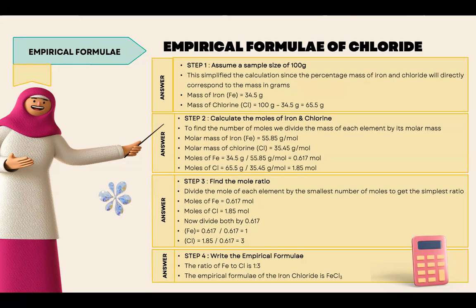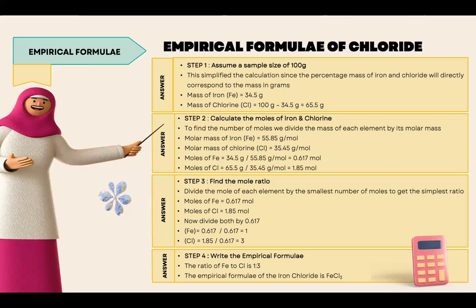Step 2: calculate the moles of iron and chlorine. To find the number of moles, we divide the mass of each element by its molar mass. Molar mass of iron is 55.85 grams per mole. Molar mass of chlorine is 35.45 grams per mole. Moles of iron is 34.5 divided by 55.85, which gives a value of 0.617. And moles of chlorine is 65.5 divided by 35.45, which gives the value of 1.85 moles.